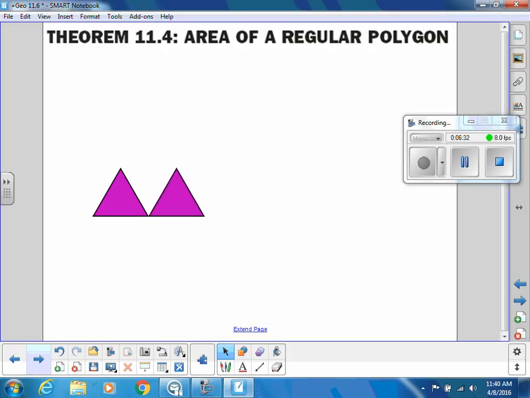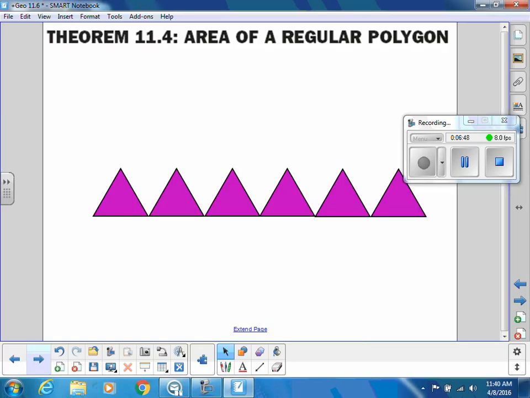let's say I've got a hexagon. So I'm going to have 6 triangles. I'm going to line them up right beside each other. So I got 1, 2, 3, 4, 5, 6, right? Okay, so I've got 6 triangles. We just now said that the height of one of those triangles, we're calling that the apothem.